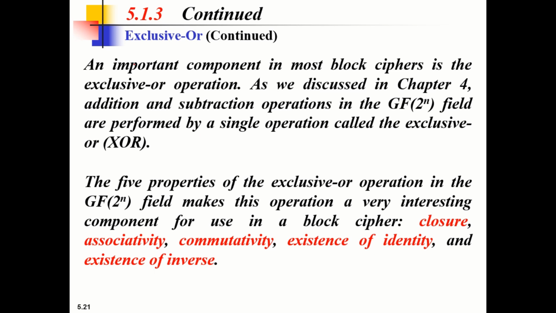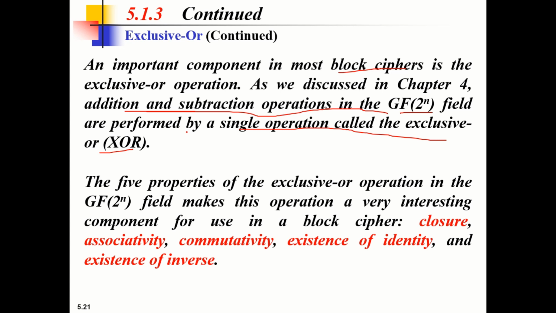So it says that an important component in most block ciphers, as I already told you, we'll be making use of block ciphers as of now. As we discussed in the previous chapter, addition and subtraction operations in Galois field 2 raised to n are performed by a single operation, which is called the exclusive OR. Both of these operations are performed with this single operation.